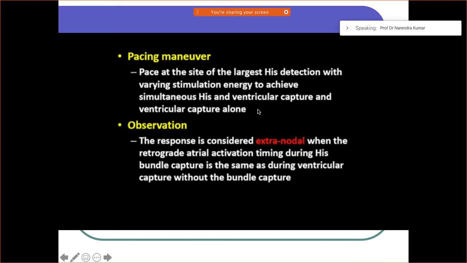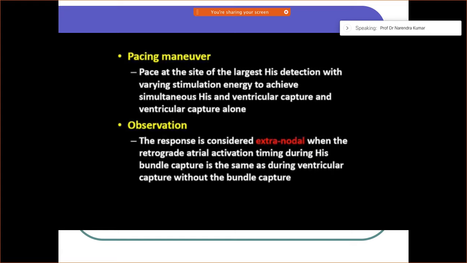So I have already showed you so many examples. There should be no mistakes. I don't want any mistakes at all. And what do you try to observe? You try to observe the response. It is going to be considered as extra-nodal response when the retrograde atrial activation timing during the his bundle capture is the same as the ventricular capture without the his bundle capture.